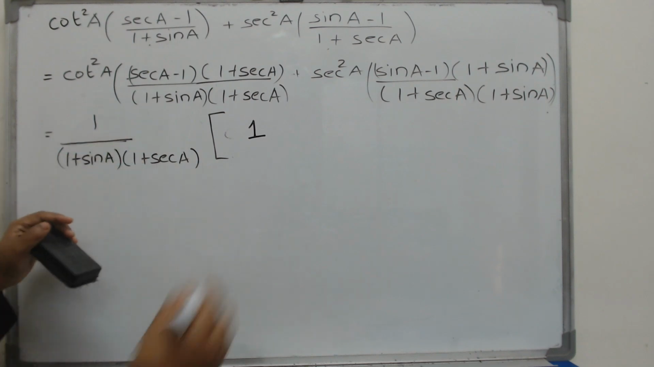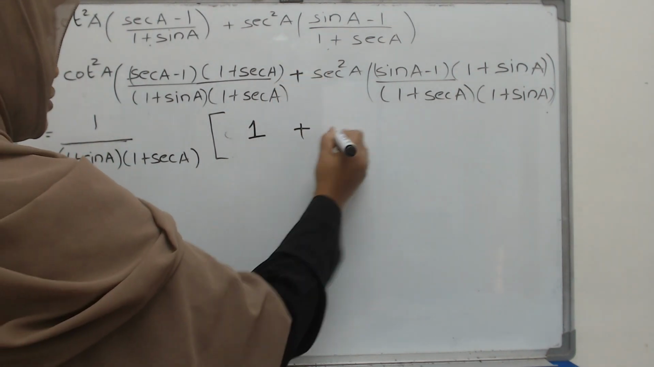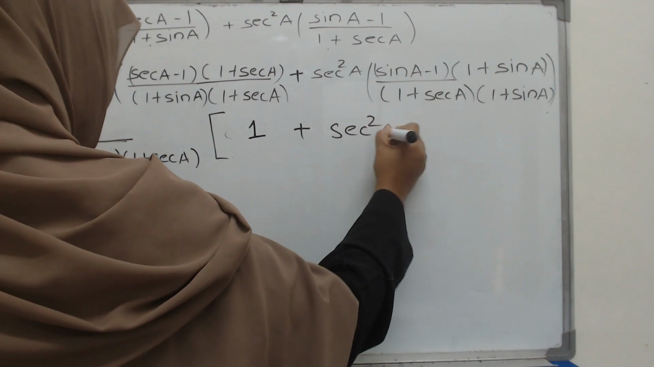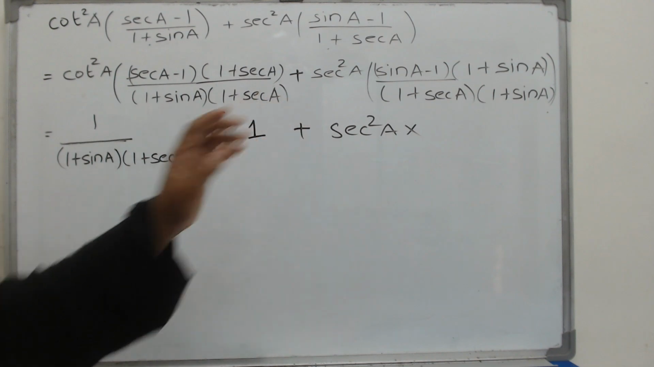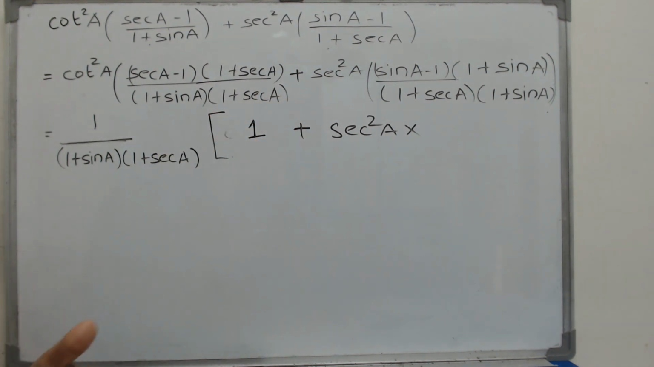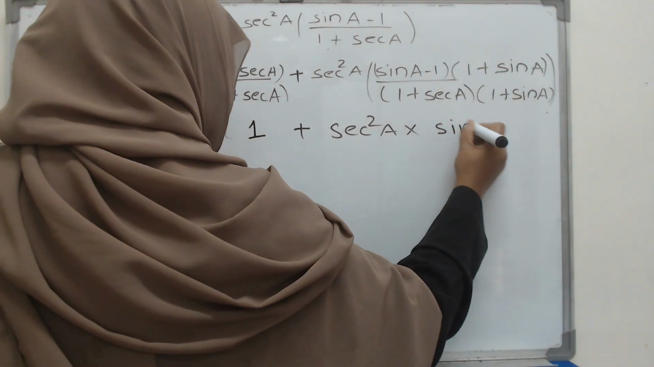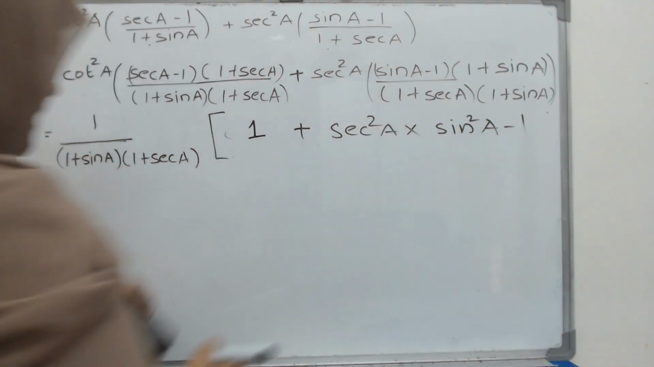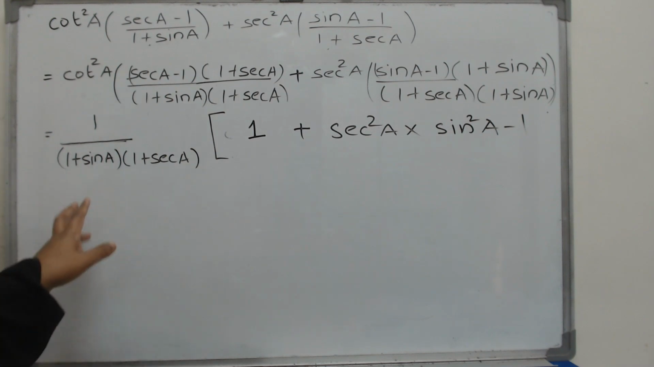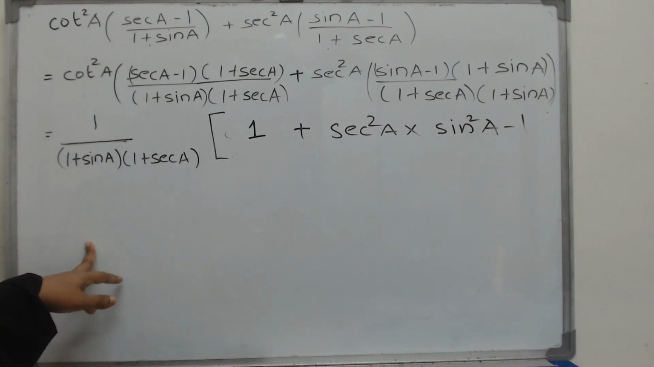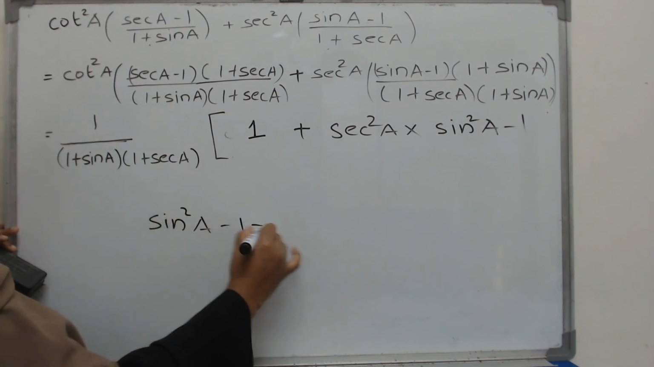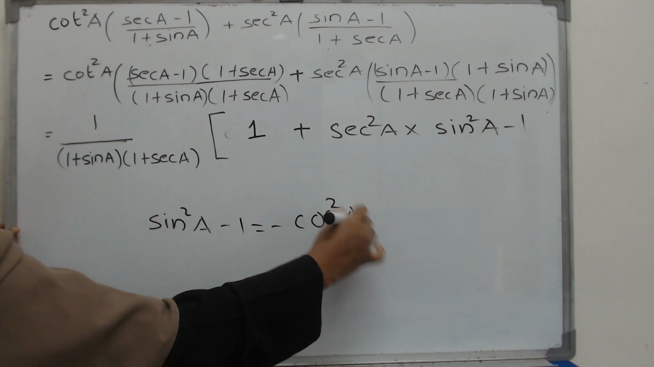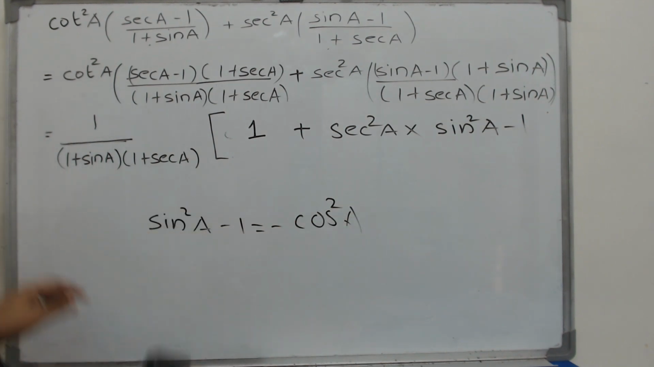Now let us move on to the second term. What is left of the second term? You have a secant square a, and inside the bracket what do you have? Again you have a plus b into a minus b, which is what? A square minus b square. What is sine square a minus 1? 1 minus sine square a is cos square a. But then sine square a minus 1 will be what? It will be minus of cos square a. So let us substitute it there.